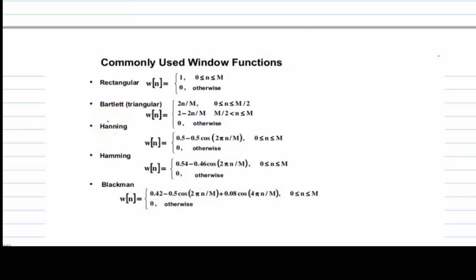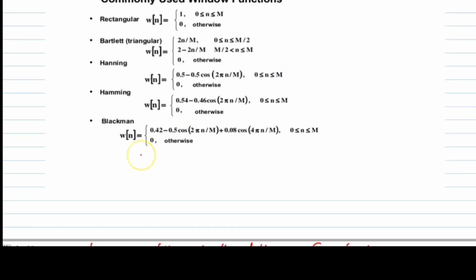So likewise you have a Blackman windowing function. The Bartlett window is also called the triangular window. That is also given by W of n is equal to 2n divided by m for n ranging from 0 to m by 2.